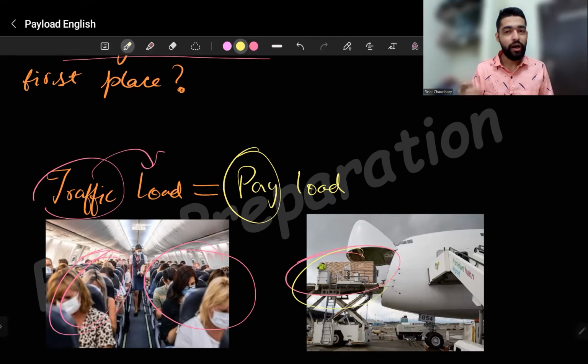Even this cargo, the owner of that cargo is giving me money to make it travel from one place to another. So I'm getting paid for that. That is the reason my aircraft is operational in the first place, to make them reach from one place to another. So that is the reason they are called payload, because they are the ones who are paying for the aircraft to fly, isn't it?